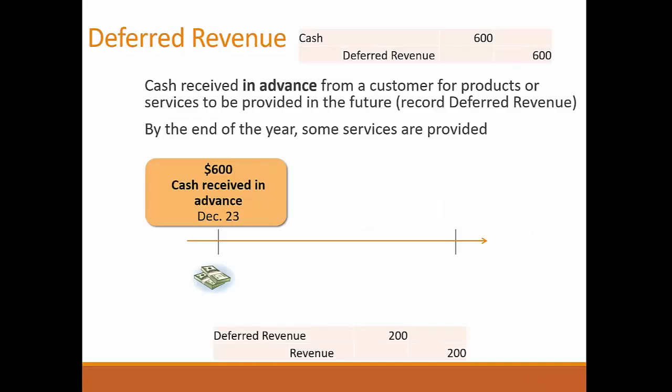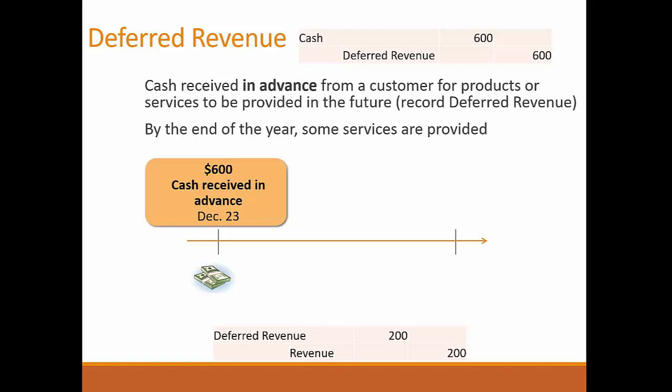So I thought I'd show you how this looked. In this case, the $600 was received from a customer in advance of the company actually providing any service. So the initial entry was a debit to cash because it's an asset. They took the cash in, and the credit was what we call deferred revenue, which is a liability to this company until such time as they earn the revenue. So this was the initial entry that I made when I got the $600 from the customer.